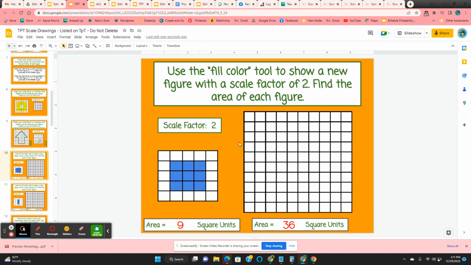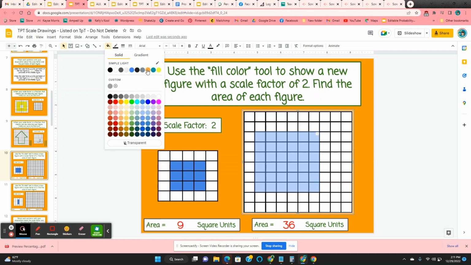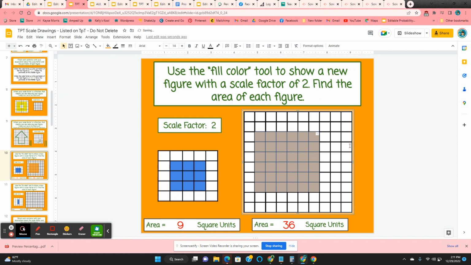Next, we're going to look at area. What happens to area? So again, they're going to increase the size by a scale factor of 2. So they'll have a rectangle that's 6 by 6. And if they look at the area, they count the area 3 times 3. They're going to get an area of 9 square units. And here 36 square units.